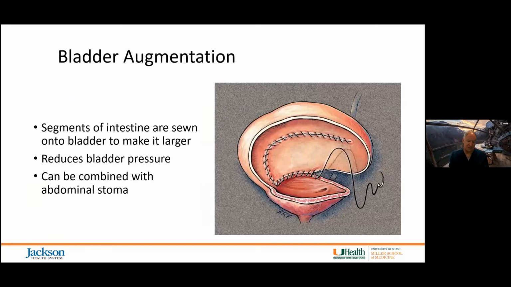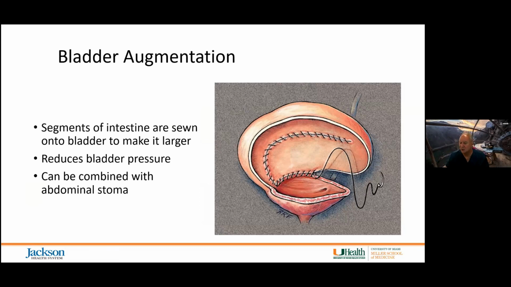So other options in my remaining time, bladder augmentation. This is where the bladder is that small, overactive bladder. You're going to try to increase the bladder capacity by essentially sewing in a portion of intestine. This is going to reduce the bladder pressure. They scrape this portion of the intestine before they sew it on so that it produces less mucus. That's one of the major side effects associated with this, mucus production.